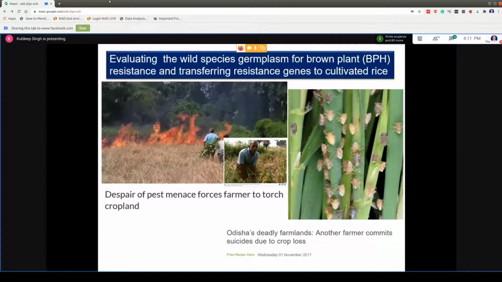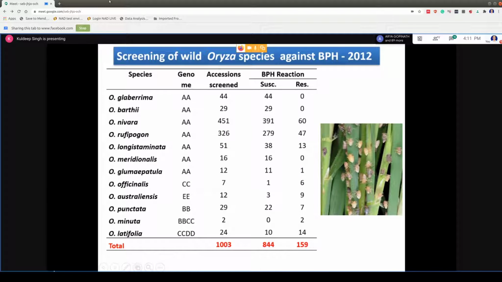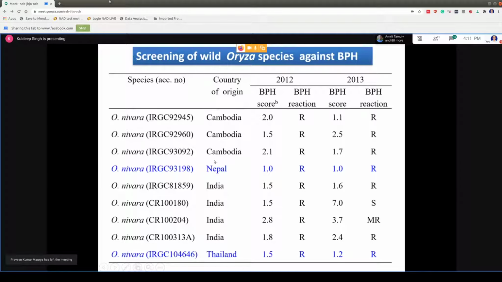Looking at the known genes of BPH, none of them was very effective. We went to the wild species, and screening was not that easy here. My entomology colleagues screened the germplasm. We identified some resistant lines, repeated those, and then identified some which were really showing resistance, and they were diverse as well.